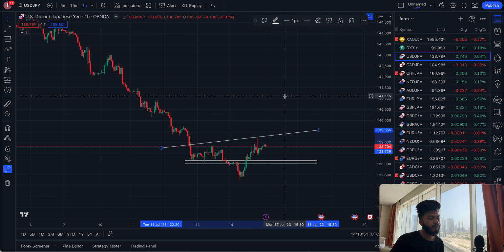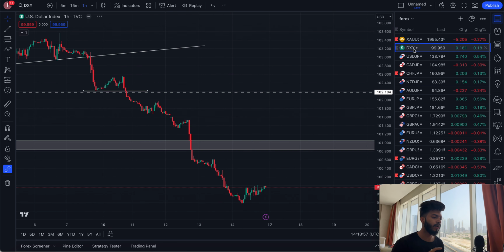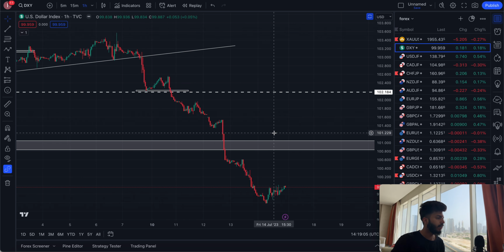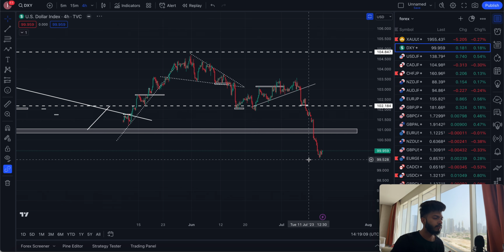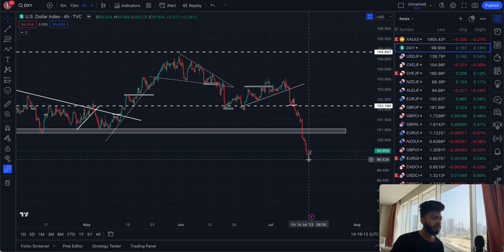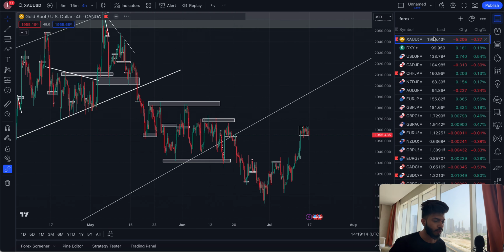And if USD JPY goes up, you know where gold is going to go, right? Because gold and USD JPY are inversely correlated with each other. So if USD JPY is going to go up, gold is definitely going to go down. DXY on 1 hour time frame, let's see on 4 hour time frame what it is saying. So it's walking on the path of USD JPY. Now it's time for gold.